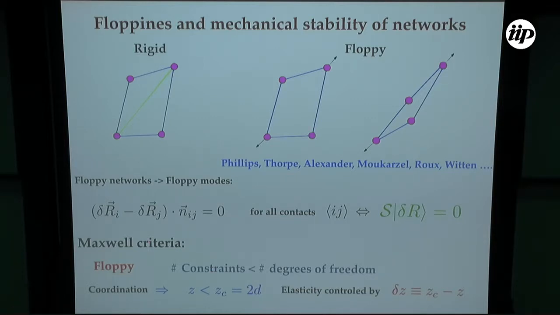Okay, so now the Maxwell criterion tells us that our network will be floppy if the number of constraints is smaller than the number of degrees of freedom for this system. And this can be rewritten in terms of the coordination, that is just the number of rods connected to each node. If the number of rods connected to each node is smaller than 2 times the dimension, then the system is floppy, okay? And usually the elasticity will be controlled by the distance to this critical point. So in 2D, if the coordination becomes 4, then the entire network becomes rigid, and if it is below, it will be floppy.